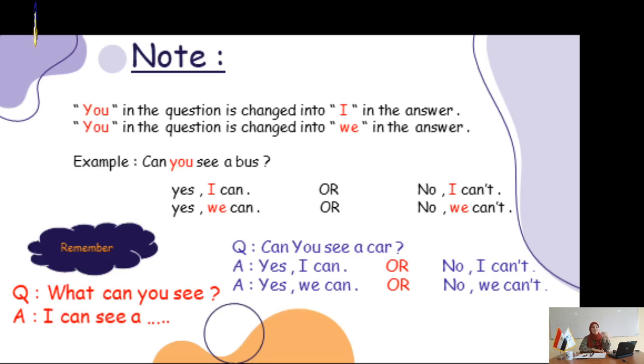You are going to explain to me what can you see. I can see a board, a tree, a bus. So you are going to talk and express what can you see.